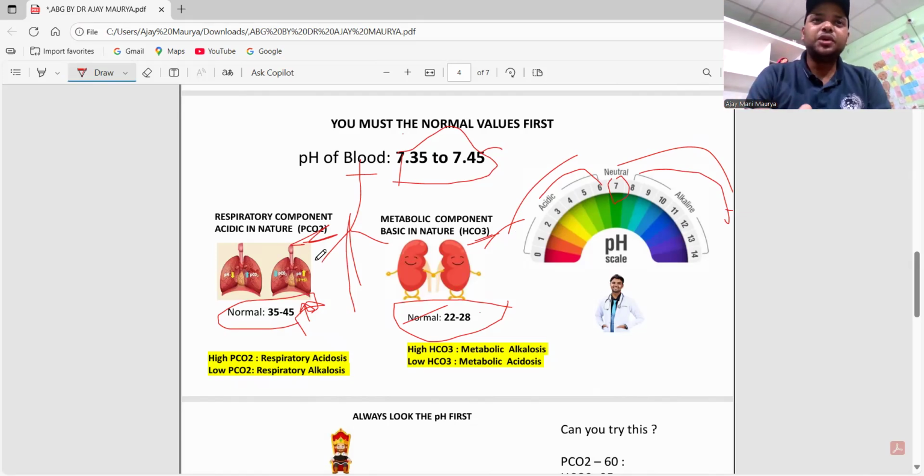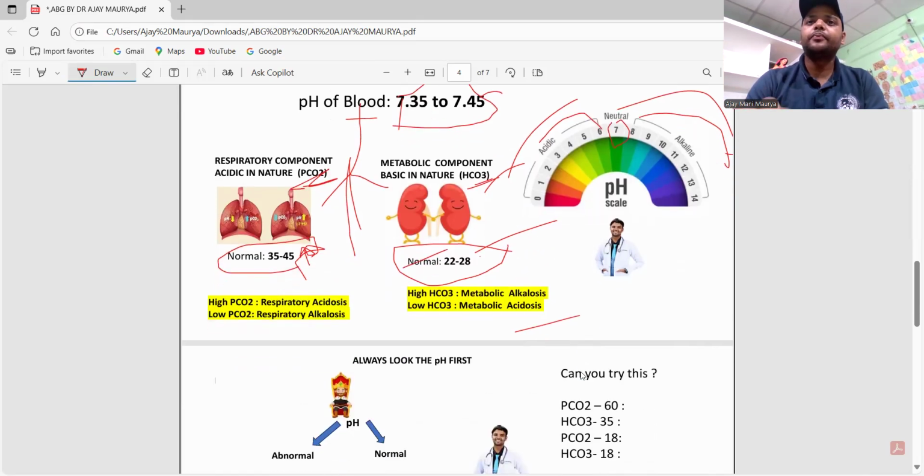CO2 is a respiratory component, so we say respiratory acidosis or respiratory alkalosis. And bicarb is a metabolic component. So if there is more base, it is metabolic alkalosis. Less base, metabolic acidosis. Let's have a look here.